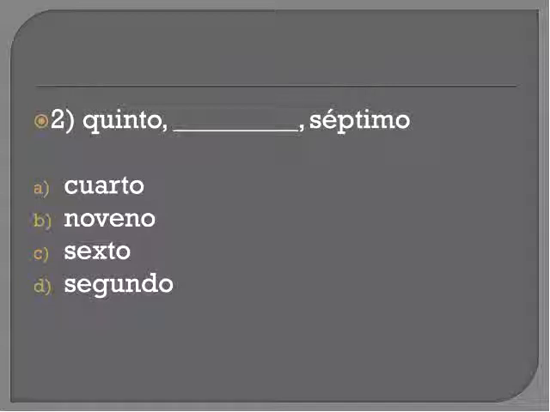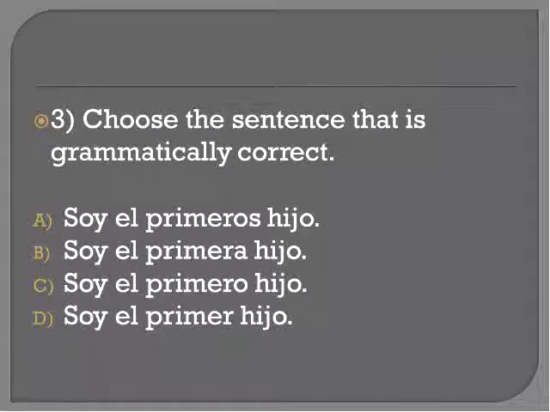Okay, let's do number two. This one's pretty easy if you know your order. Quinto. A, B, C, or D? What do we have for here? What do you guys think? Sexto. Correct. And you're going to see these types of questions and some of these exact questions on the midterm exam. So we're doing some practice.